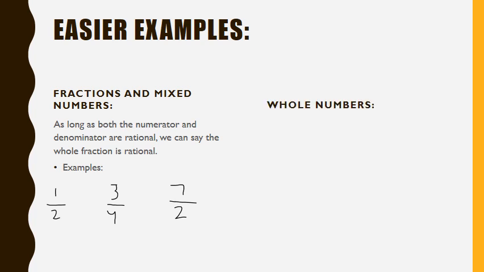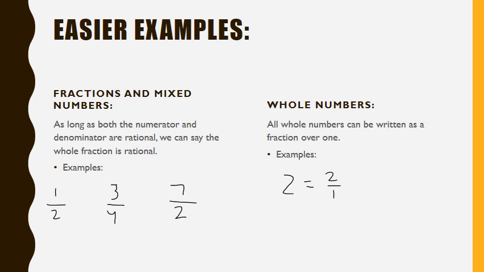And then whole numbers. All whole numbers can be written as a fraction over 1. So for example, 2 is equal to 2 over 1. 7 is equal to 7 over 1. -3 is equal to -3 over 1. If it's a whole number, it's going to be rational. So right away we know that fractions and mixed numbers and whole numbers are all rational, as long as there's not a trick part. But don't worry about those today.